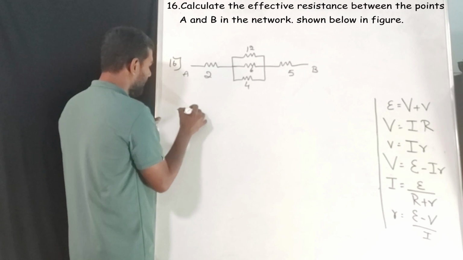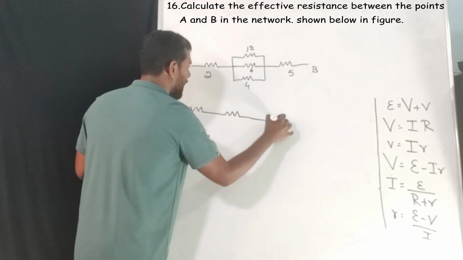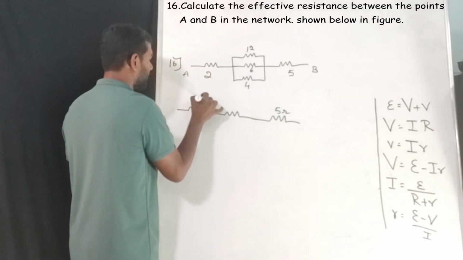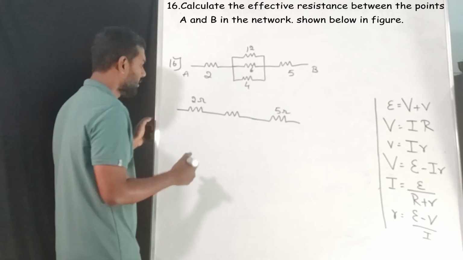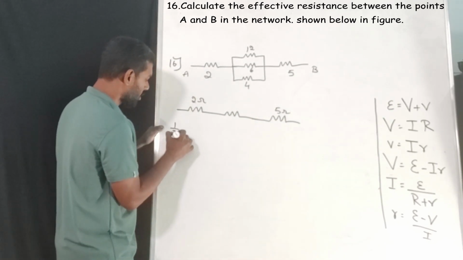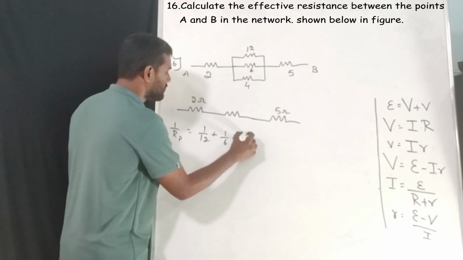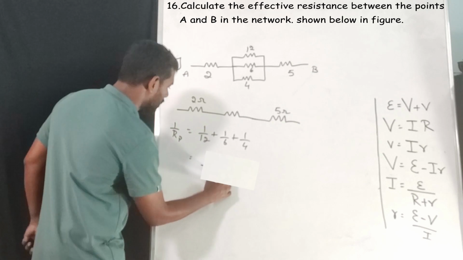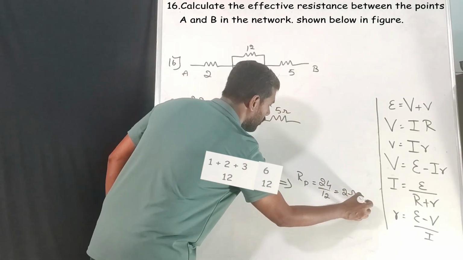So after solving these 3, we will get the diagram like this. These 2 resistances, I will write as they are. We don't know the value of this parallel combination. That is what we are going to find. That is nothing but 1 by Rp is equal to 1 by 12 plus 1 by 6 plus 1 by 4. So the LCM will be... so that will be equal to 2 ohm.